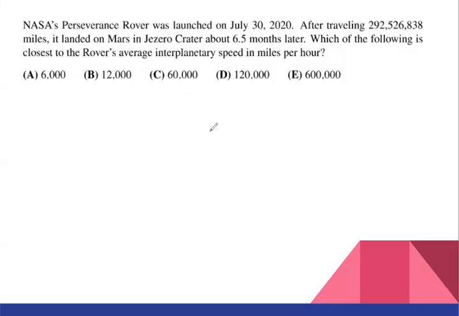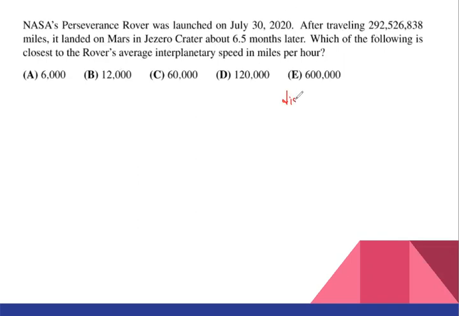Okay, so this is number 11 on the 2023 AMC. The rover was launched on July 30th, 2020. After traveling this many miles, it landed on Mars in 6.5 months. Which of the following is closest to the average speed?